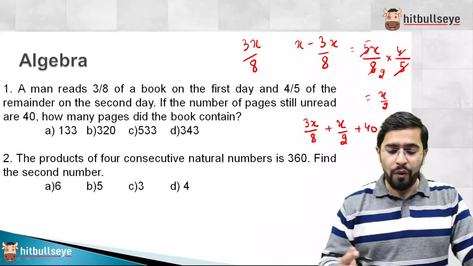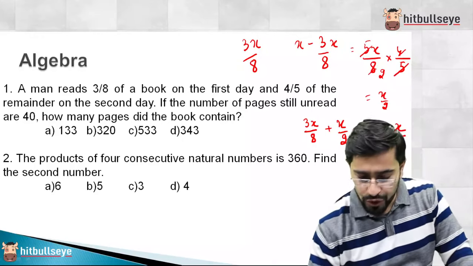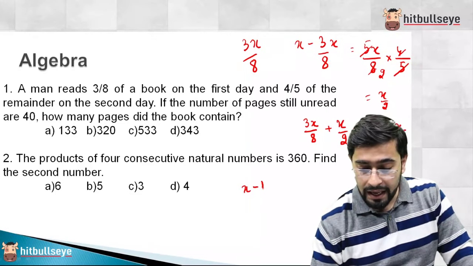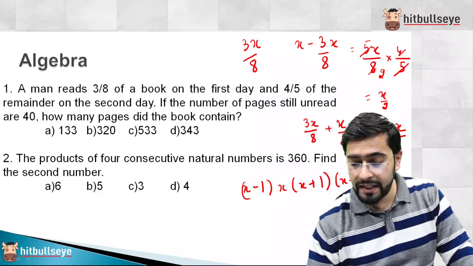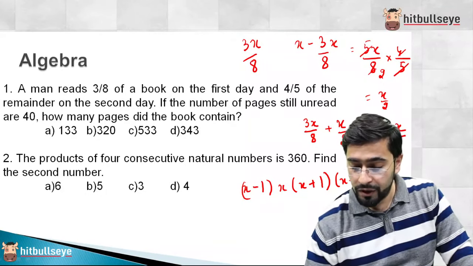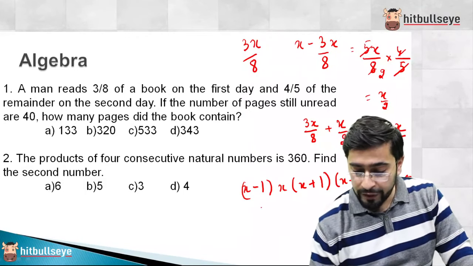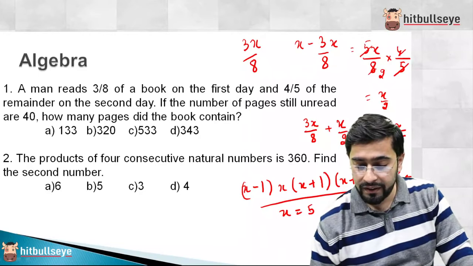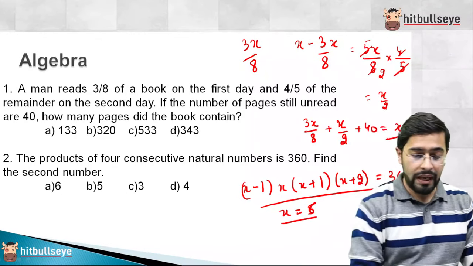The product of 4 consecutive natural numbers is 360. Find the second number. So the 4 consecutive natural numbers can be x minus 1, x, x plus 1, and x plus 2, and the product is 360. When you solve this equation, you will find that x comes out to be 6. So the answer is 6.